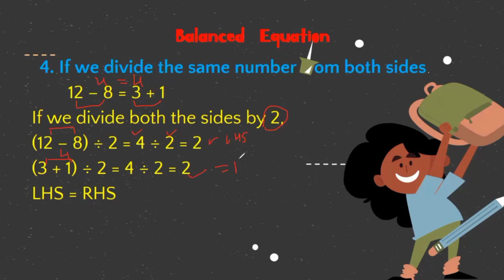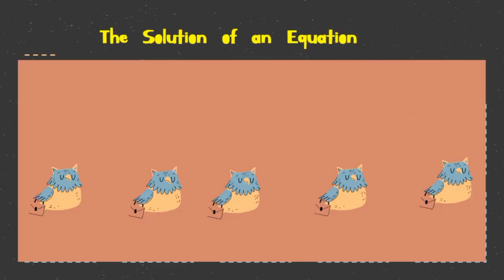You can observe the value of the left hand side and right hand side are both the same. So you can say that after dividing both sides by the same number, the new equation you get is also a balanced equation. So in a balanced equation, you can add, subtract, multiply, and divide by a number on both sides. The new equation will also be a balanced equation. So this is the balanced equation.